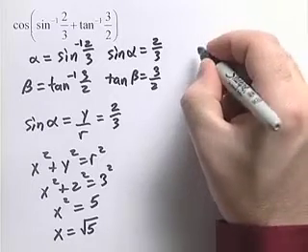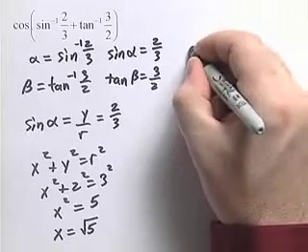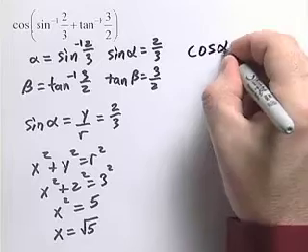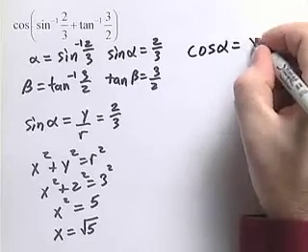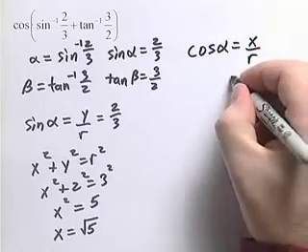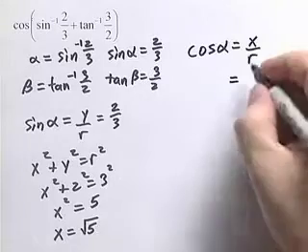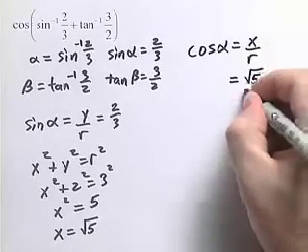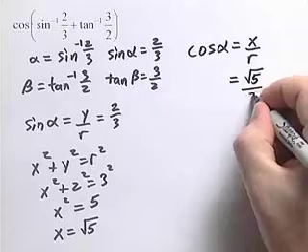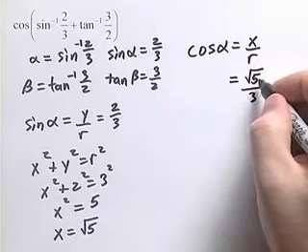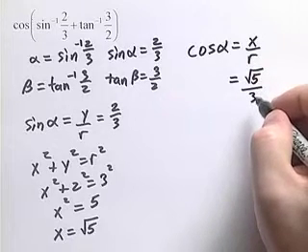We'd like to find the cosine of alpha, so we'll need that later. The cosine of alpha is equal to x over r. In this case, we have that x is the square root of 5, and the radius r is 3, so cosine of alpha is equal to the square root of 5 over 3.